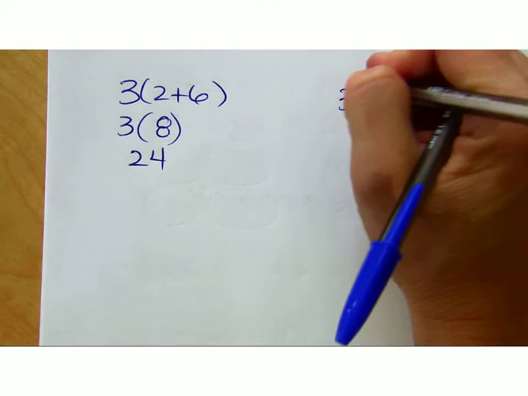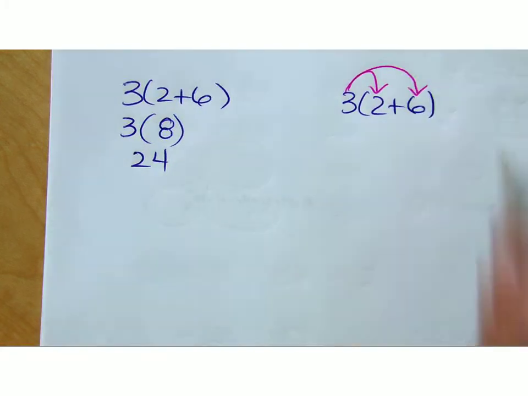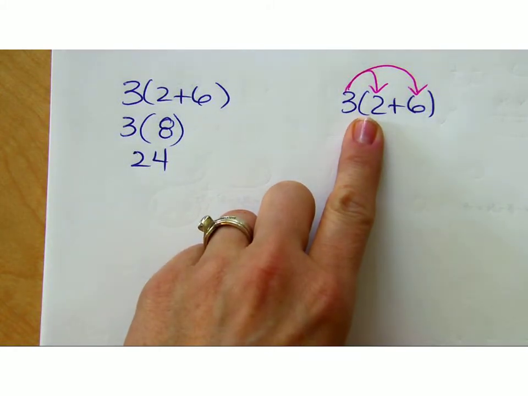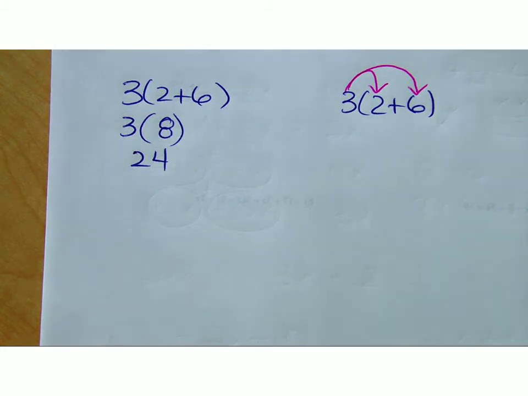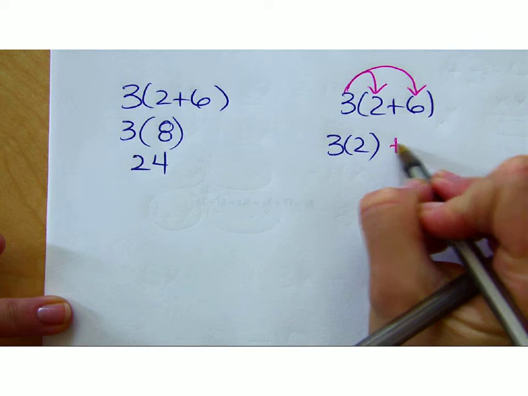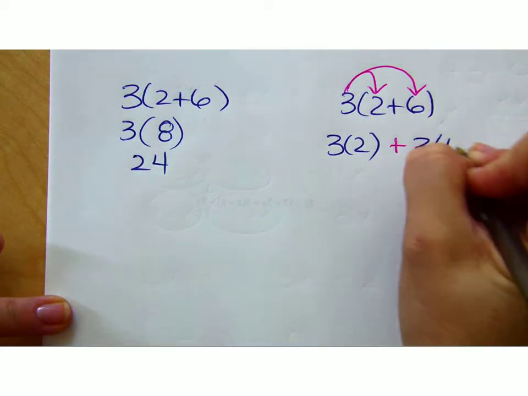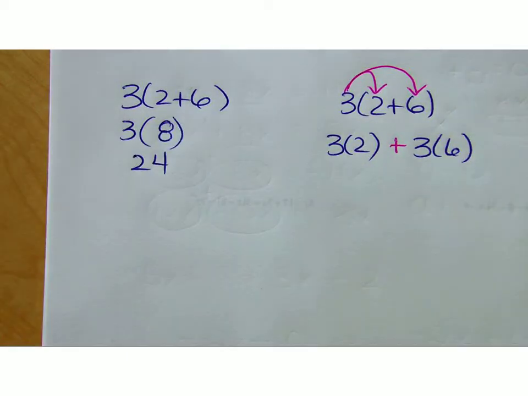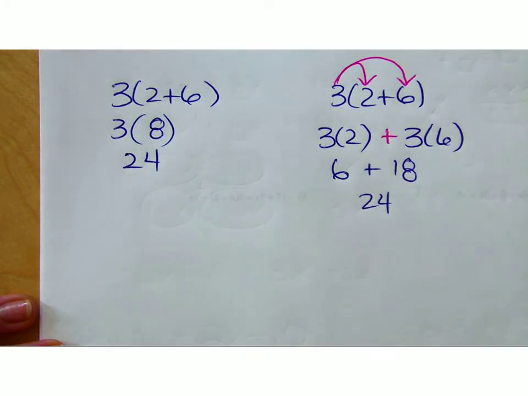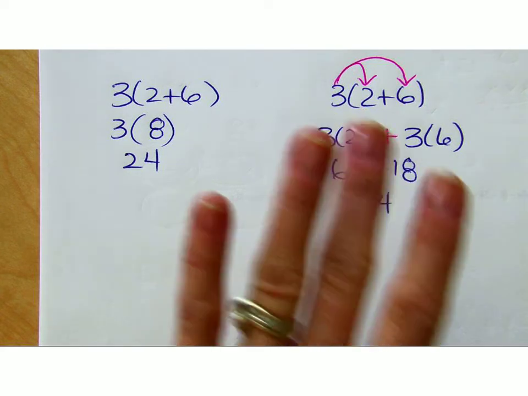Distribute. You could distribute and say, well, the fact that there's a 3 but an expression inside the parentheses means I have to take every little number inside that parentheses, every term, and multiply it by 3 and then add those all together. So I could do the 3 times the 2 and add it to the 3 times the 6. Would I get the same answer? Yes. 6 plus 18 is also 24. Took me a little more steps to get there, so it's really not the ideal way that I would do this problem, okay? But it works.